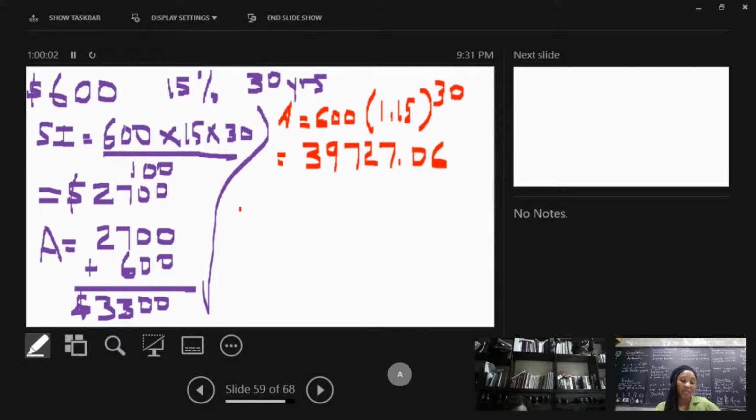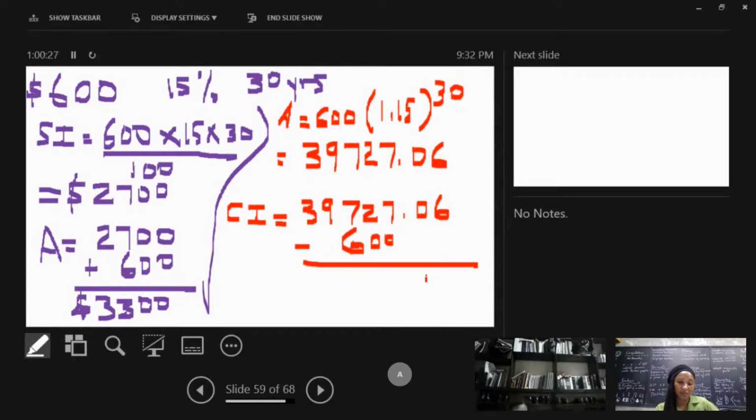39,000 instead. The actual compound interest would be to subtract the amount, subtract the principal. So you see the difference that 30 years makes. You put $600 aside for 30 years. And you see how much extra money you earn.